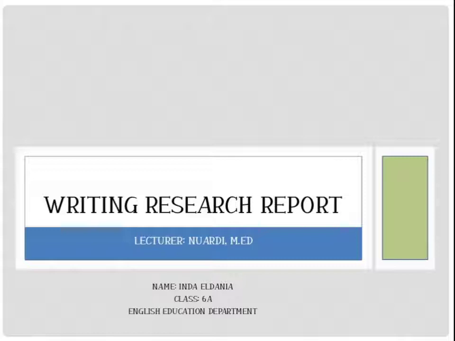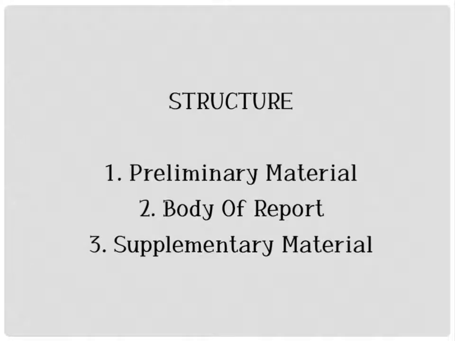My name is Inda Eldania. I'm from 6A English Education Department. So now I want to explain the material about writing a research report. A research report is one type that is often used in the sciences, engineering, and psychology. Here your aim is to write clearly and concisely about your research topic so that the reader can easily understand the purpose and result of your research.